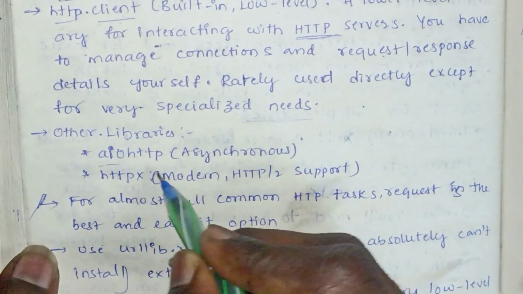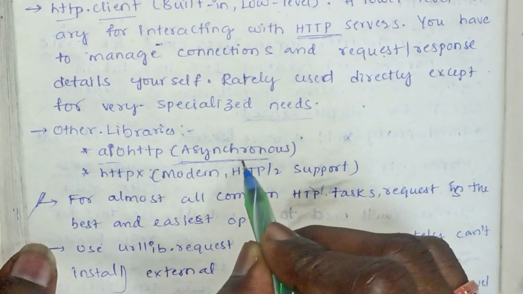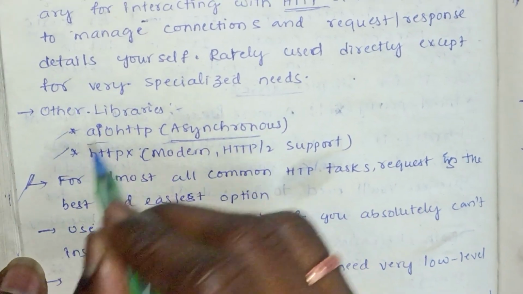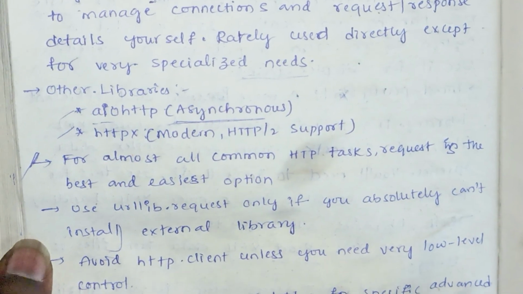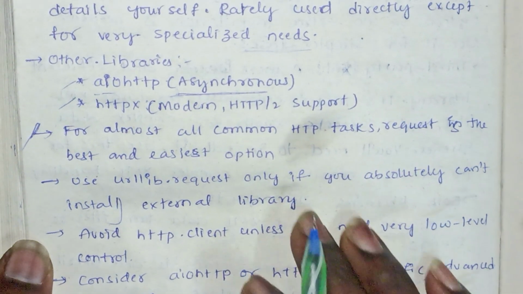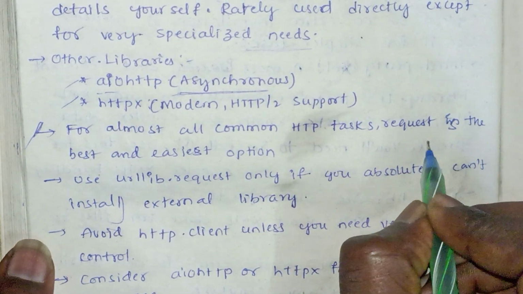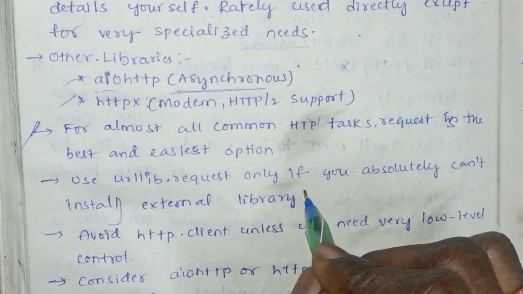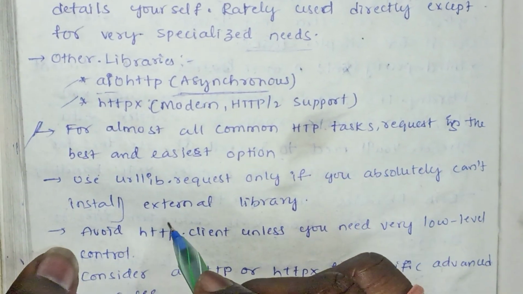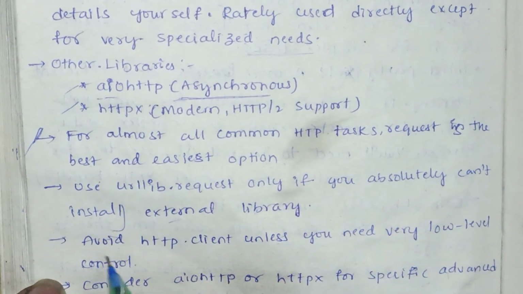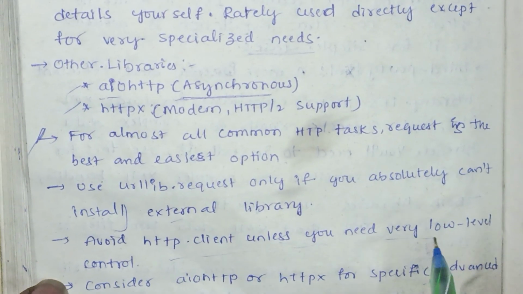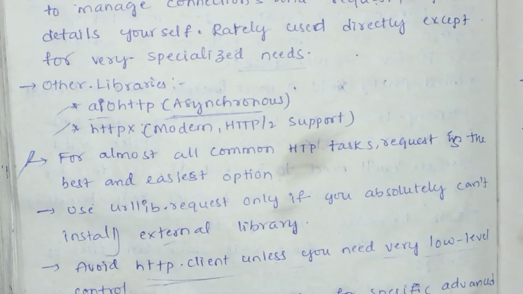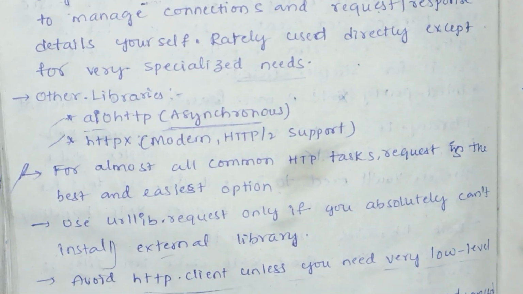Some other libraries are there: aiohttp, an asynchronous HTTP library, and HTTPX. This is not mandatory, but I wrote it just for your reference. For almost all common HTTP tasks, the best and easiest option is to use the requests library, unless you absolutely can't install an external library. Avoid http.client unless you need very low-level control. I already told you that http.client is for low level, so we can avoid that.